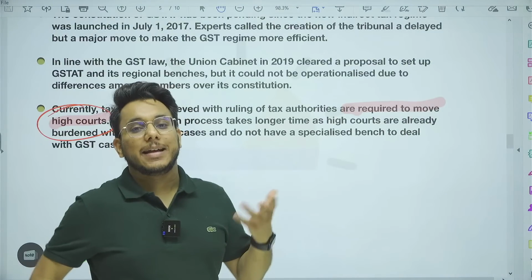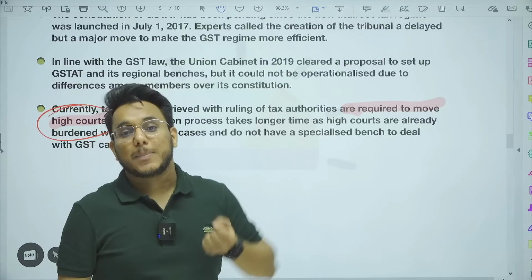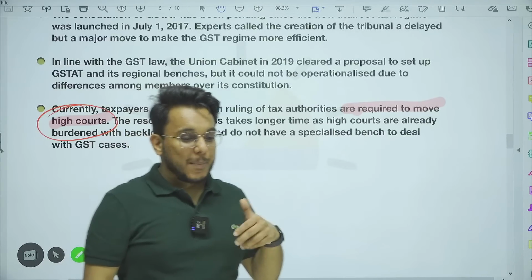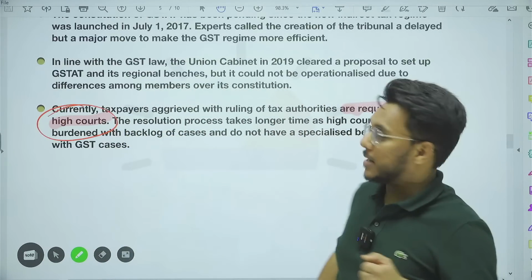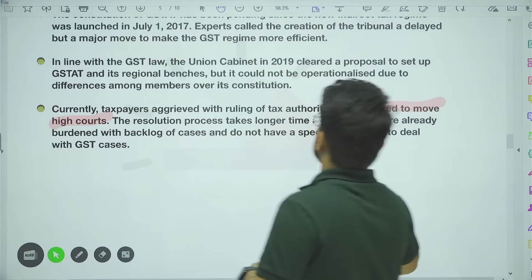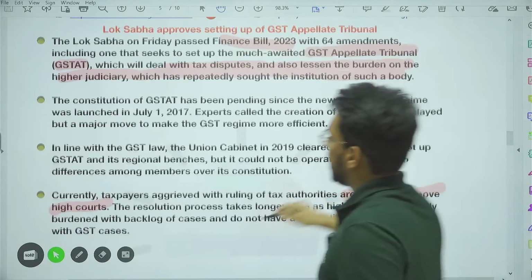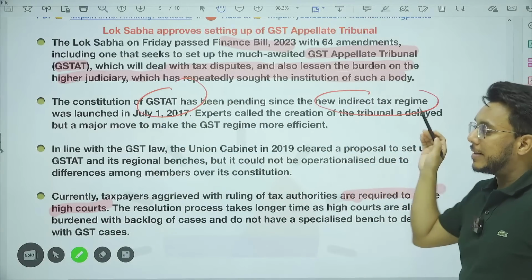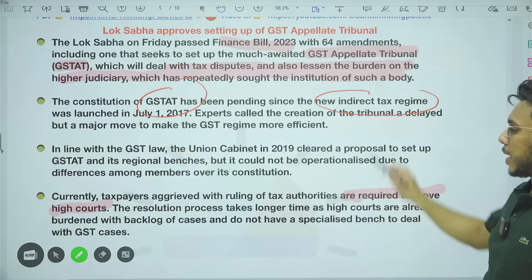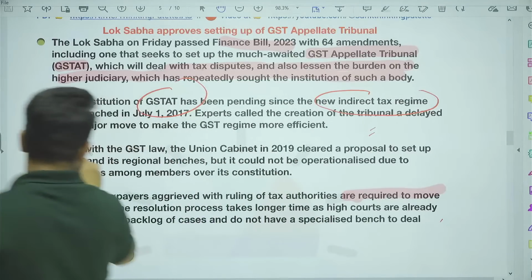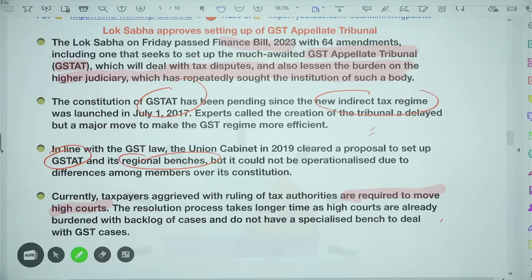As we talk about indirect taxation matters, largely they concern the business enterprises, and therefore ease of doing business in India was also getting impacted because cases were taking a lot of time to be cleared. So now, finally, the government has notified GST appellate tribunals, where the pending cases in the GST regime can be lodged. So this proposal has been cleared. There will be the GST appellate tribunal, and there will also be regional benches which could be operationalized.